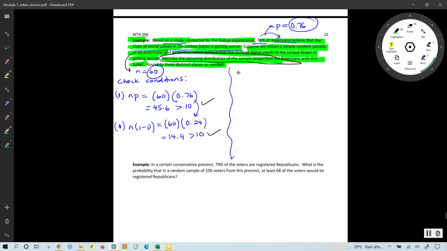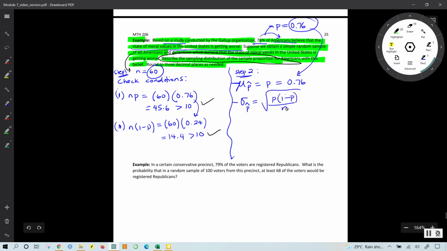That will take us to step 2. In step 2, this was step 1, checking the conditions, we will need to find the mean of p hat. That will be exactly equal to p. No calculations necessary, 0.76. But the standard error of p hat will be the square root of p times 1 minus p all over n.